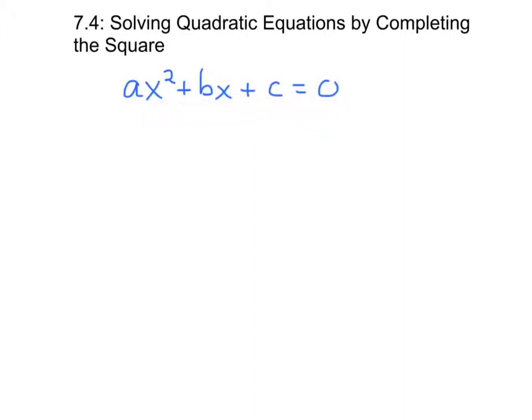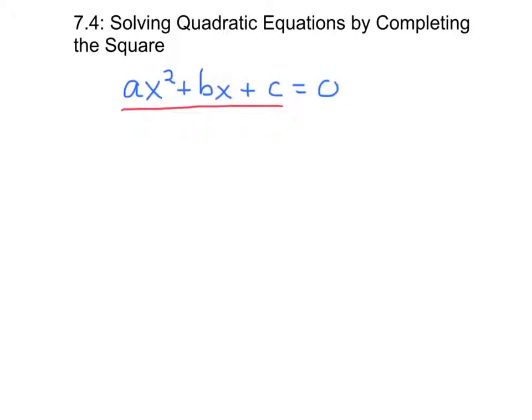And we've already learned that we can solve these equations if we can factor this left side. So if this left side of the equation factors, then you can set each factor equal to 0 and solve them separately. And that's called the factoring method. But it's not always possible to factor that left side, so we'll need a strategy to use when that doesn't factor, and that's called completing the square.